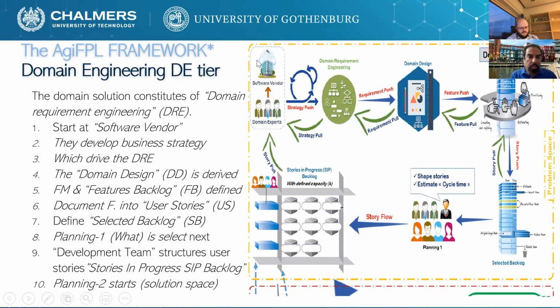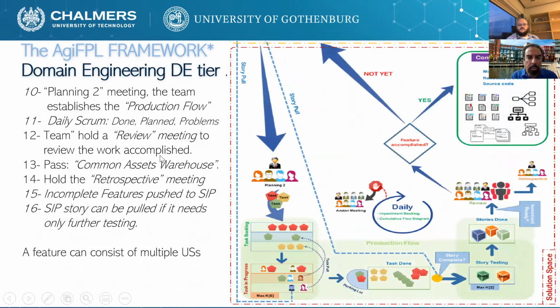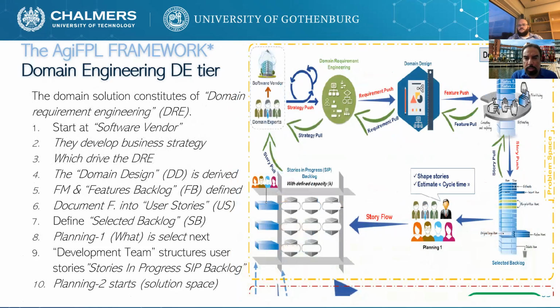So for the sake of time, it's self-explanatory here, but as far as your exam, all what I want you to understand are these 16 steps of what is happening here, and they are self-explanatory as you see them from the diagram. It starts with software vendors meeting, and they develop a business strategy, and then they go to the design requirement engineering in this area, and they go into a back loop, strategy pull, strategy push, till they come up with something called domain design.